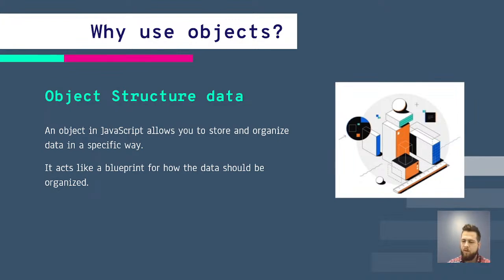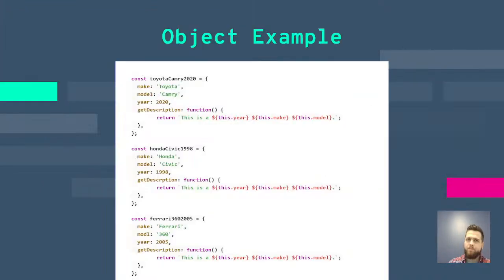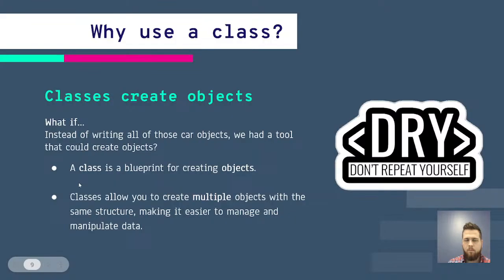And so with that, you can see an example of a couple different objects. So we have these different car objects. They all have the same properties. They all have a copy of the same function. And so that introduces why we might want to care about using a class.